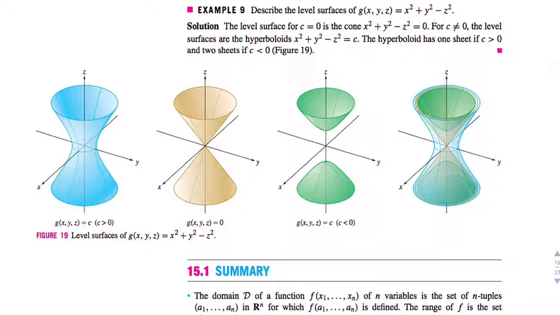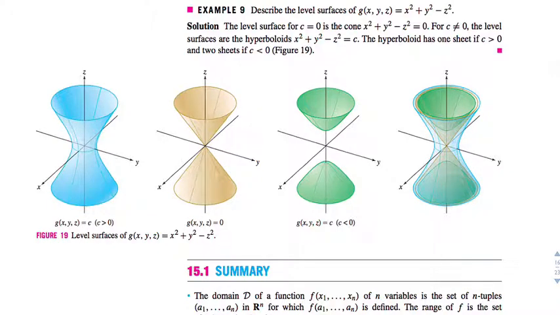So then in this example 9, we're asked to describe the level surfaces of this function of 3 variables. Let's see. The level surfaces, so if we set the output to 0, what kind of graphs would we get? Just for the sake of time, I'm going to use the solution that they have. So we have a function in 3 variables, and we want to look at the level surfaces.